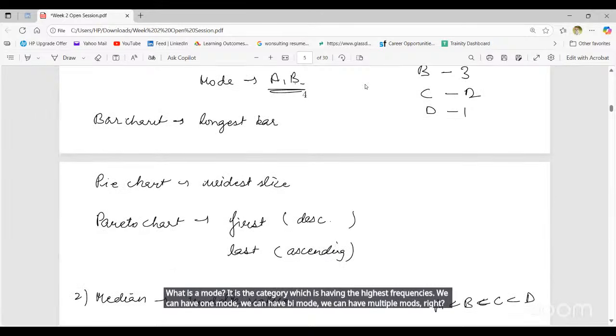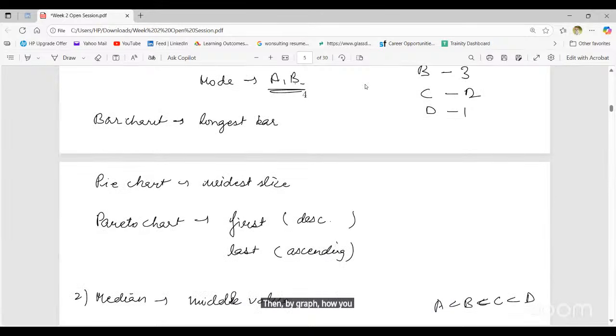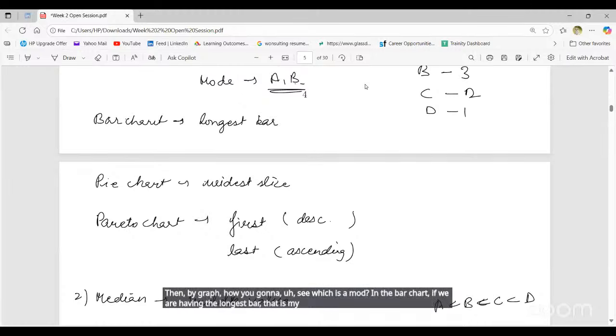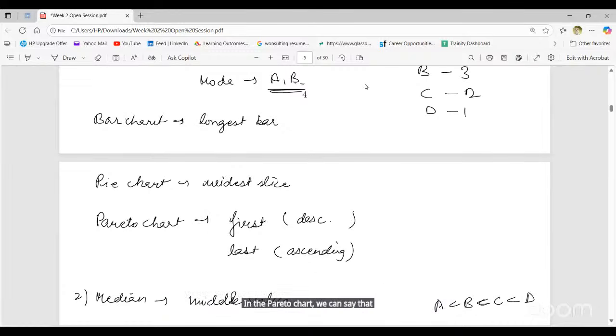Then by graph, how are you going to see which is the mode? In the bar chart, the longest bar is my mode. In the pie chart, the widest slice is my mode. In the Pareto chart, if it's in descending order, then the first bar is my mode. In ascending order, the last bar.